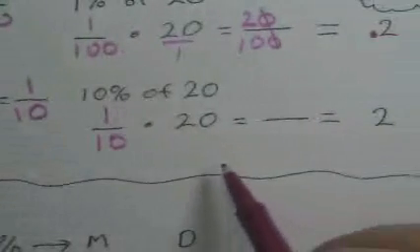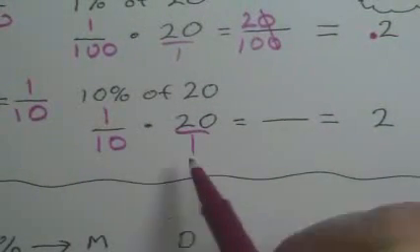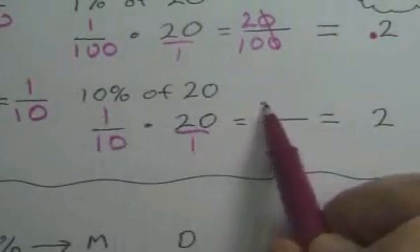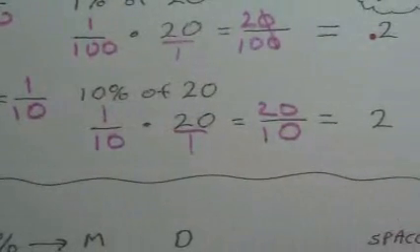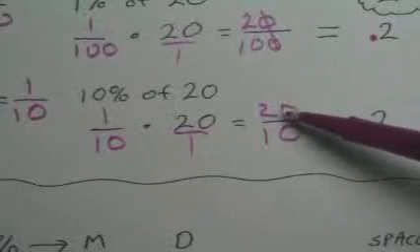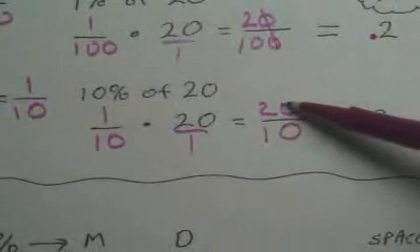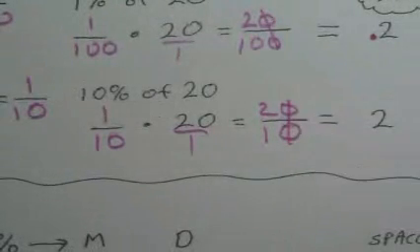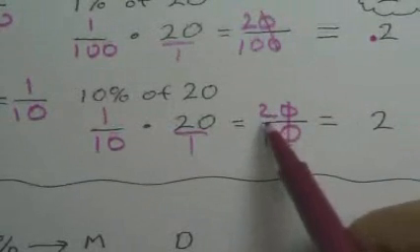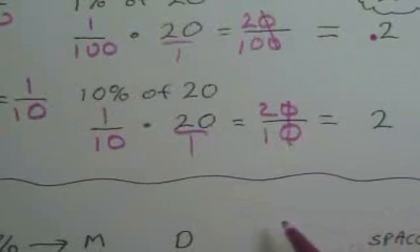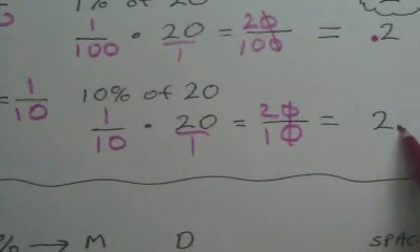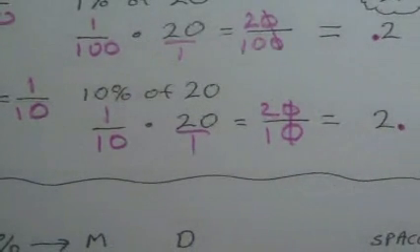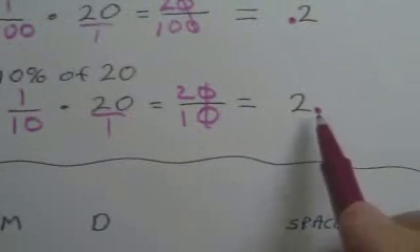So let's multiply that out, and that's like having a 1 under it. So 1 times 20 is 20. 10 times 1 is 10. And of course you can see that 10 goes into both of these, right? So I can just cross those off. So we have 2 divided by 1, which is just 2. So where's the decimal point? Right there.